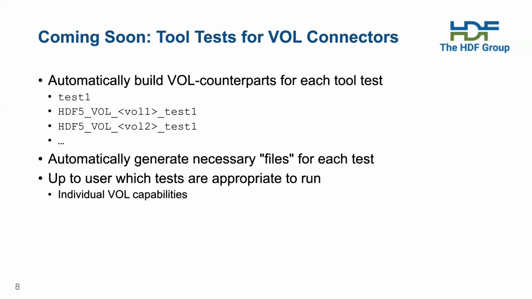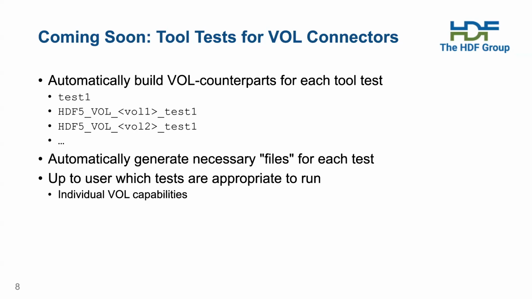So if you have some connector that translates the file format to, like, objects in an object store, it will run the generator script with your connector active. And so it will generate the necessary files, or the counterparts for those files in the object store, by going through each individual create, dataset create, write operation.